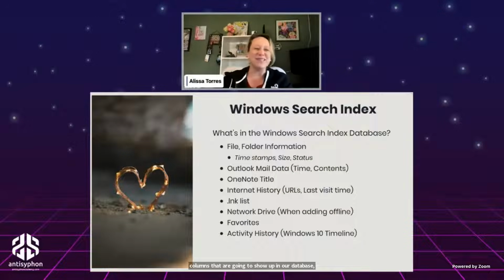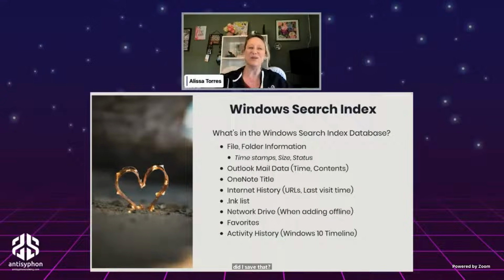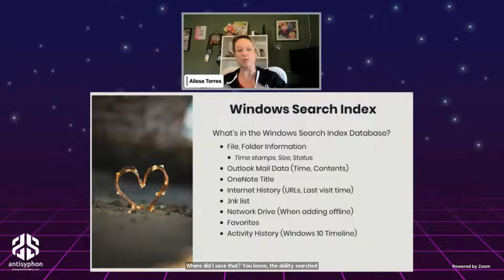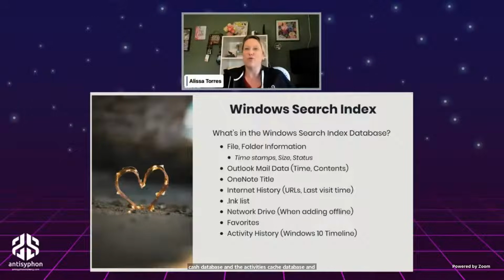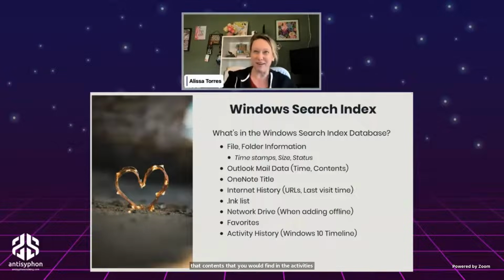But what I find most interesting is the whole searching through a OneNote, really being able to find where I saved that config. The ability to search through and include the contents of OneNote, the contents of Outlook PST, and you can see activity history here. That makes reference to the activities cache database and the contents that you would find in the activities cache database, and that's per user profile. So really good stuff here.